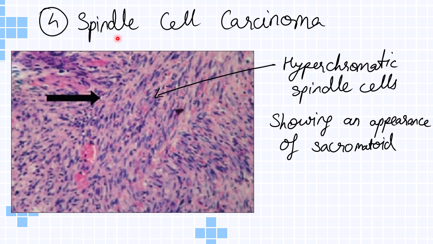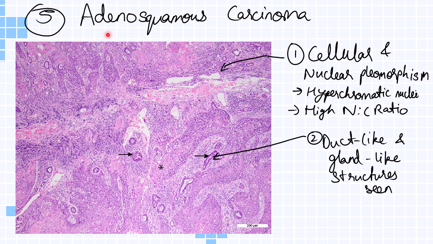The fourth one is spindle cell carcinoma. In here, we can see hyperchromatic spindle cells, as you can see in this picture, which shows an appearance of sarcomatoid. Finally, we have Adenosquamous Carcinoma. Look at this picture. What are the two things you can conclude? First one is blue dots. It's because of high NC ratio, hyperchromatic nuclei, and nuclear pleomorphism. The second one is that this image has duct-like and gland-like structures present.